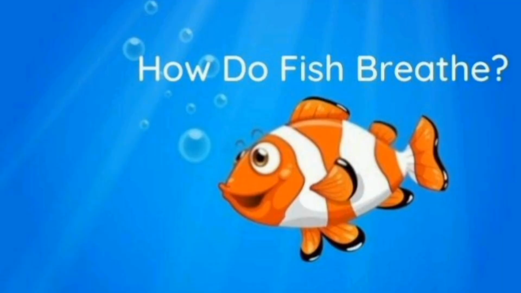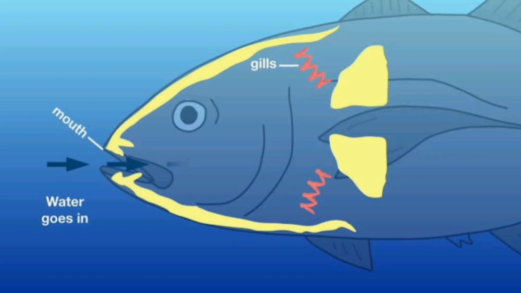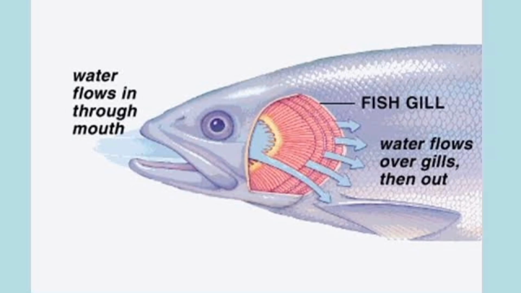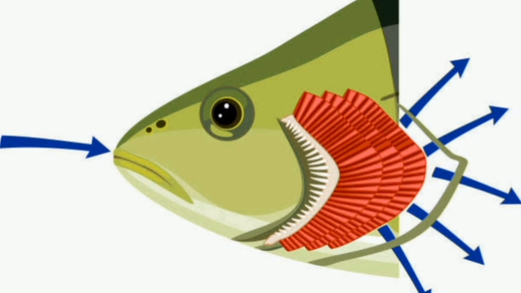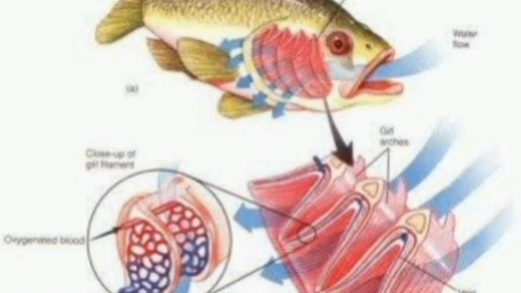But how can fish breathe underwater? First, water enters the mouth of the fish. And then the water passes across the gills. These gills absorb or extract oxygen gas from the water.